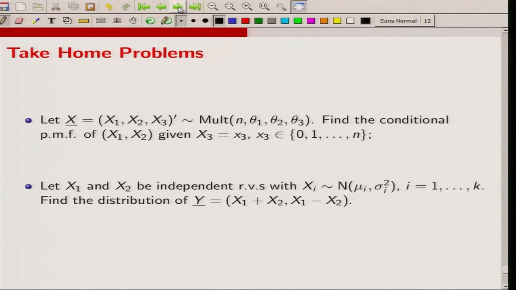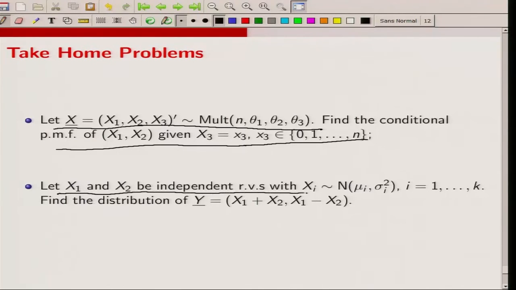Now, before I end this module, let me give the following take home problems. Let x equal to (x1, x2, x3) have a multinomial distribution with n and theta 1, theta 2, theta 3. Find the conditional PMF of (x1, x2) given x3 equal to x3. The second problem: let x1 and x2 be independent random variables such that xi has normal mu i, sigma i square. Find the distribution of y, which is (x1 plus x2, x1 minus x2).